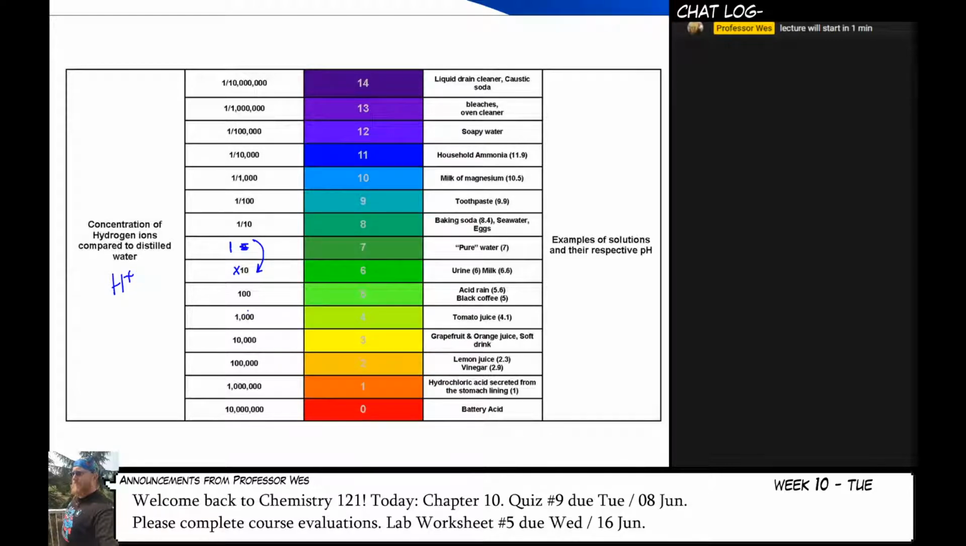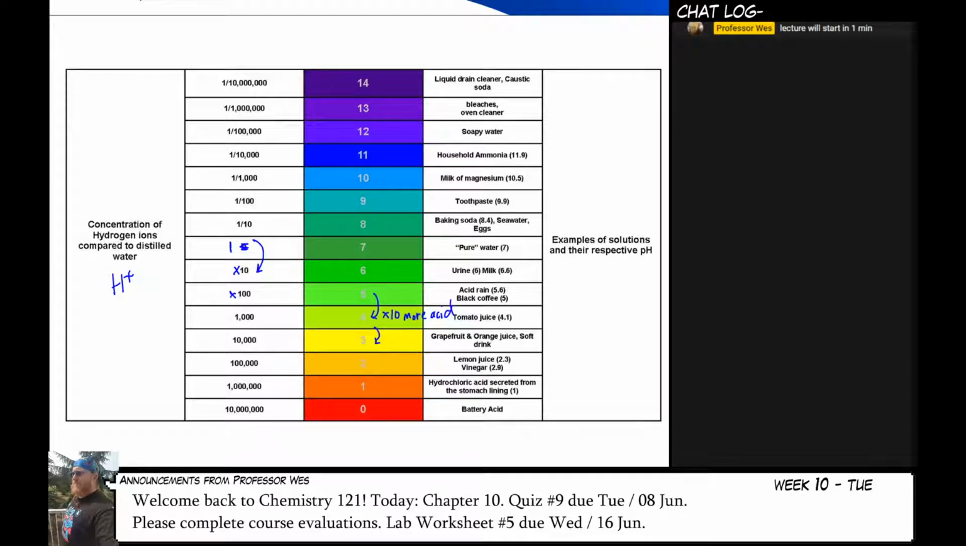So pH 6 is not just double the intensity, it is 10 times more acidic than pH 7. And pH 5 is 100 times more acidic than pH 7, or 10 times more acidic than pH 6. So each of these steps down is times 10 more acid. By the time you get to pH 1, you are 1 million times the acidity of water. And something with pH 0 would be 10 million times the acidity of water.